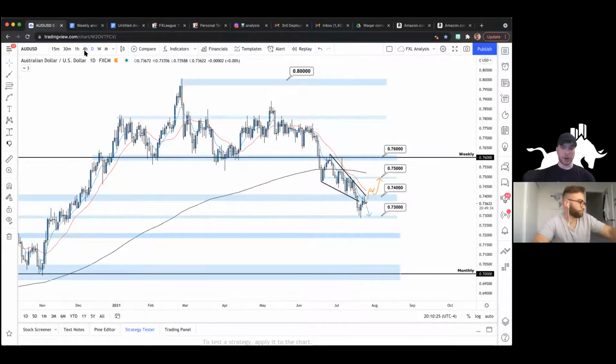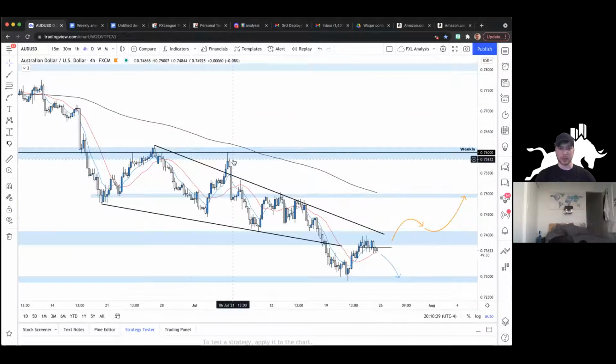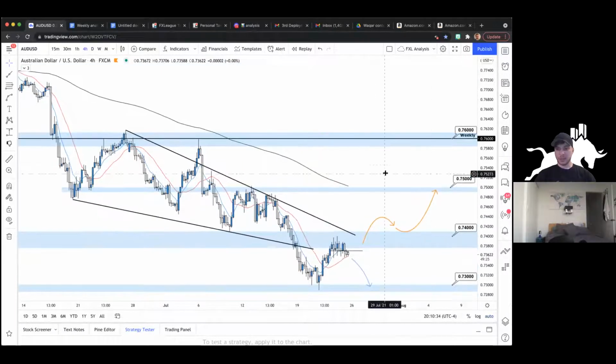So let's go to the 4 hour. Okay, this is bearish as well. So we can see, right, lower lows, lower highs. Here's that wedge that was highlighted on the daily. So let's see where we're at now.